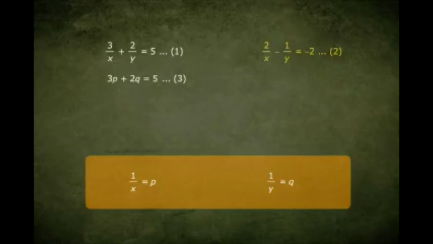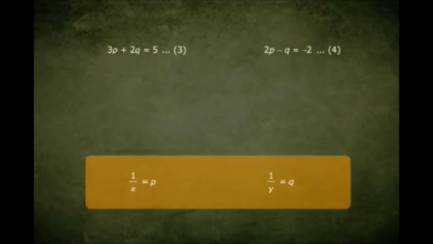Similarly, equation 2 becomes 2p minus q equals minus 2. Now, this is a linear equation as well. Let's call this equation 4. Now that we have a pair of linear equations in two variables, we can use any of the three methods, elimination, substitution, or cross multiplication, in order to solve these equations. Now let us use the process of elimination here.